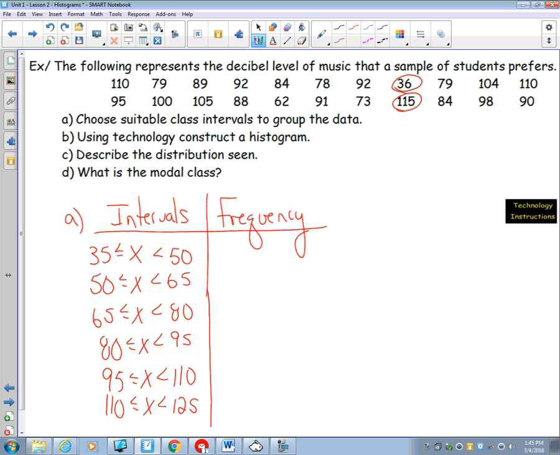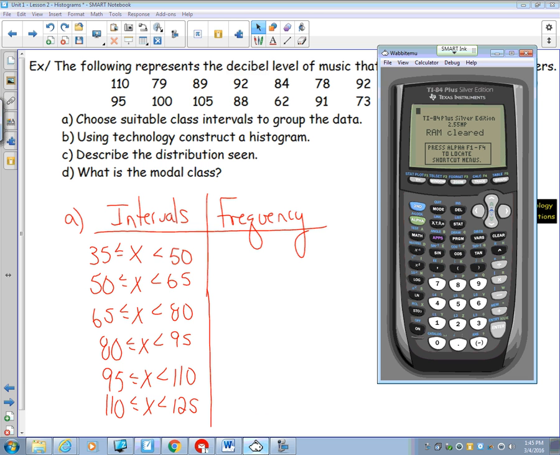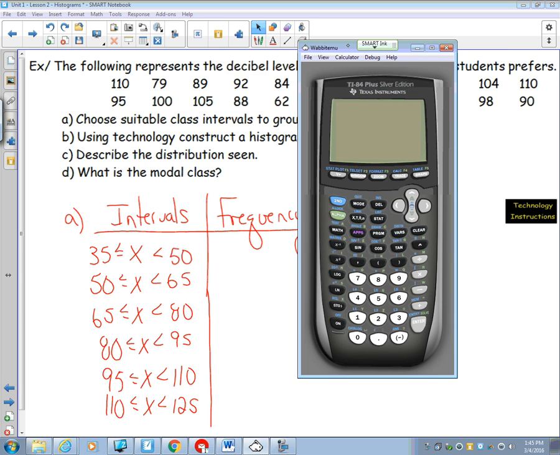Now I want to use my technology. And my technology is going to help me figure out these frequencies. I don't want to have to go through, make a tally chart. My technology can help me. Here's how we're going to do that. Okay, we're going to go into stat. And here, actually, I'll turn the pages so you can see the instructions here.